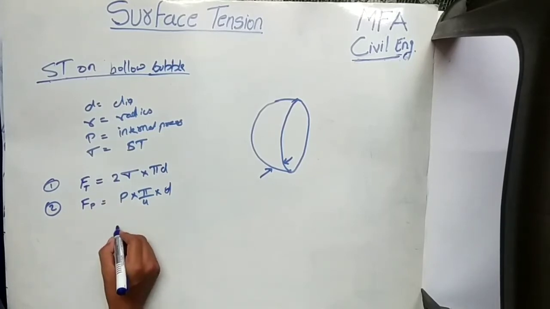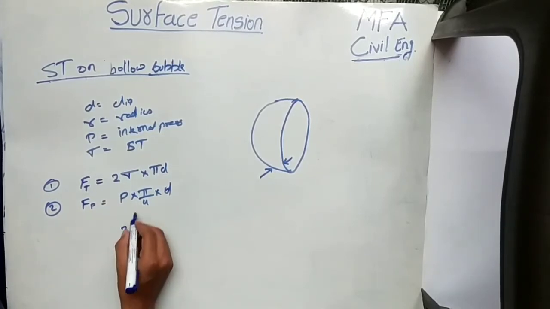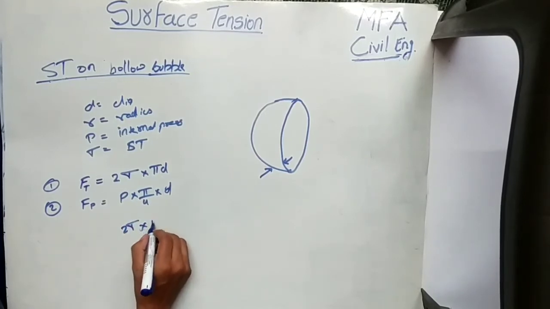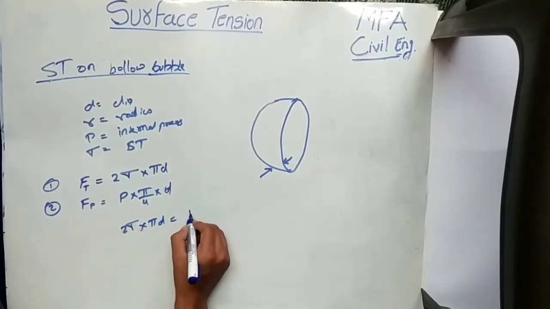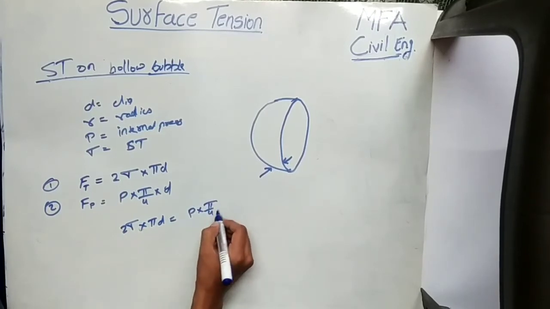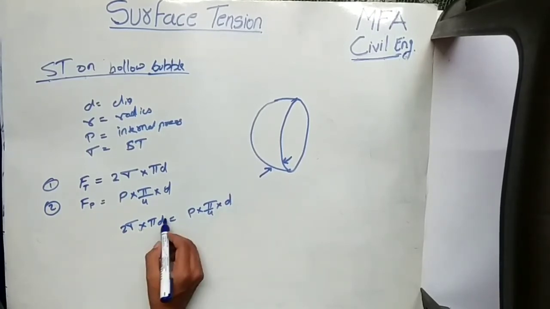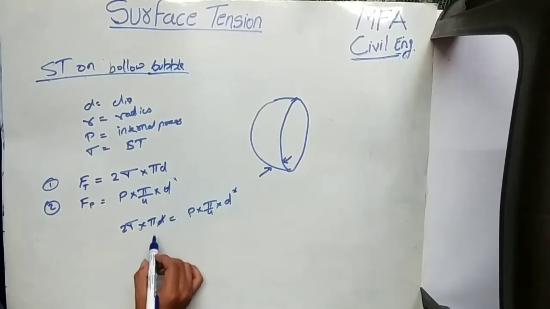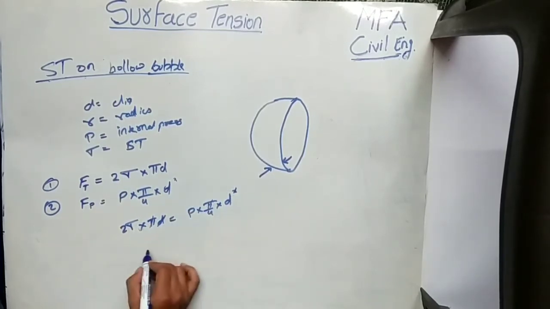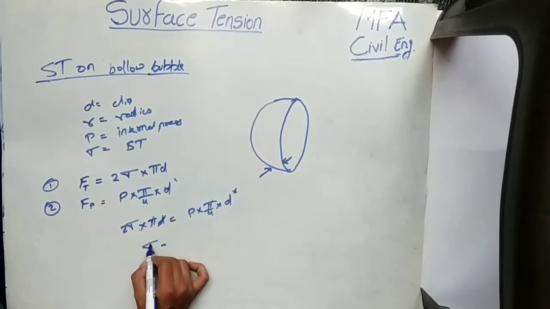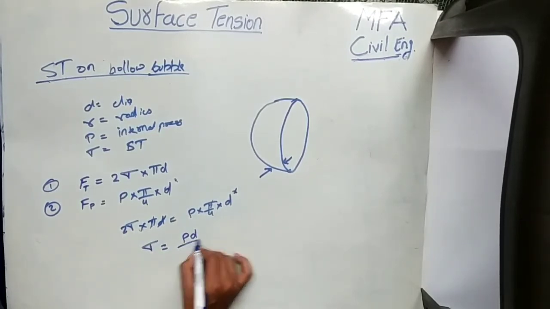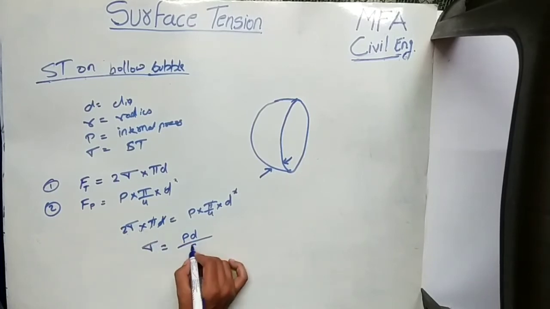Now for equilibrium, the two forces should be the same. In this situation, 2 times sigma into pi into d is equal to p into pi by 4 into small d squared. The diameter gets cancelled, pi gets cancelled. So sigma, the surface tension, is equal to pressure into diameter divided by 8.